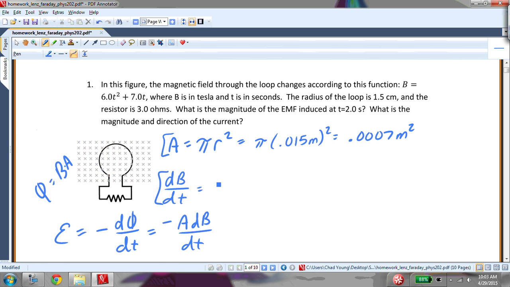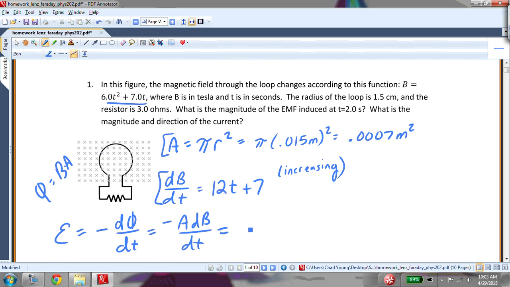dB/dt is going to be the derivative of this function, which is 12t plus 7. Notice that at all times this is a positive function. That tells me this function has a positive value. So that means that the magnetic field is increasing. That would be important when we find the direction.